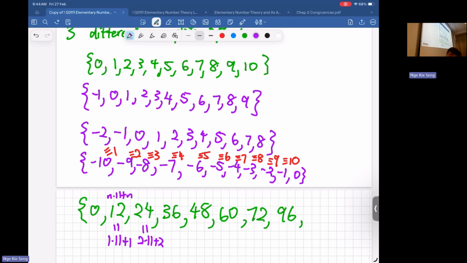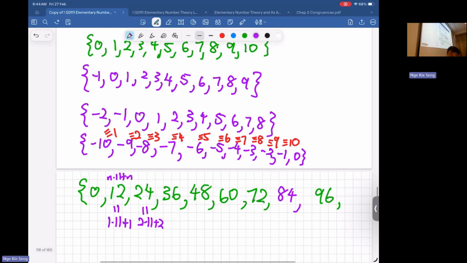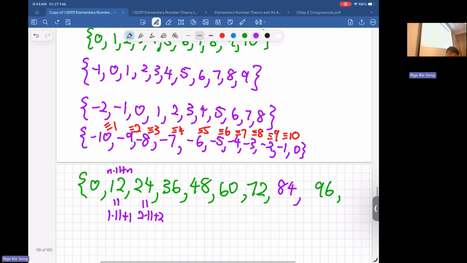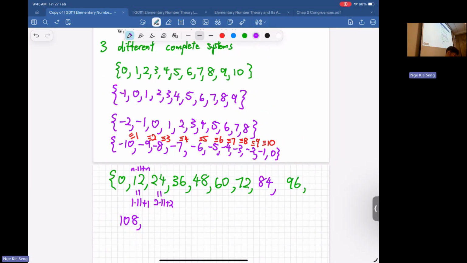then let's check. 3, 4, 5, 6, 66. 66 plus 6, 72. 77 plus 7. You missed out one. 77 plus 7 is 84. And then 88 plus 8 is 96. 99 plus 9 is 108. Then 110 plus 10 is 121. Good.